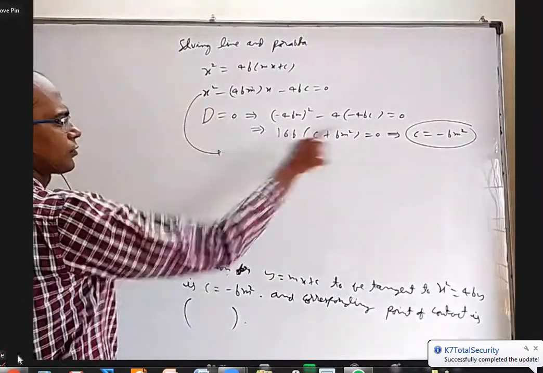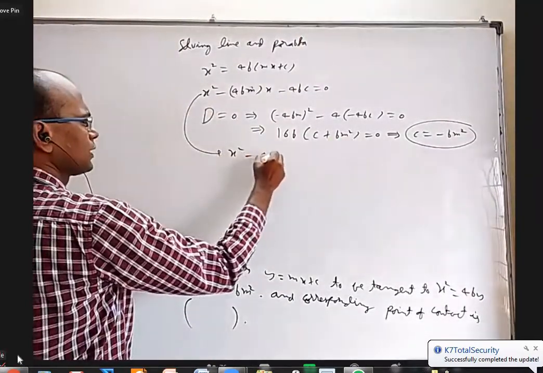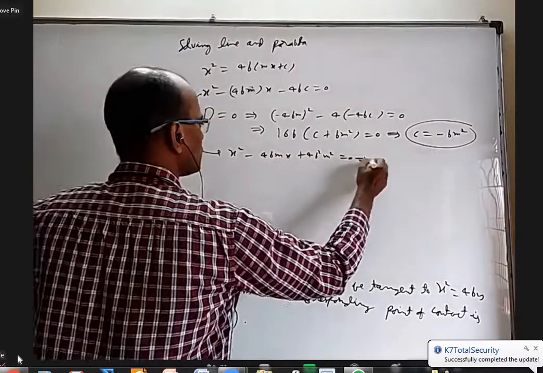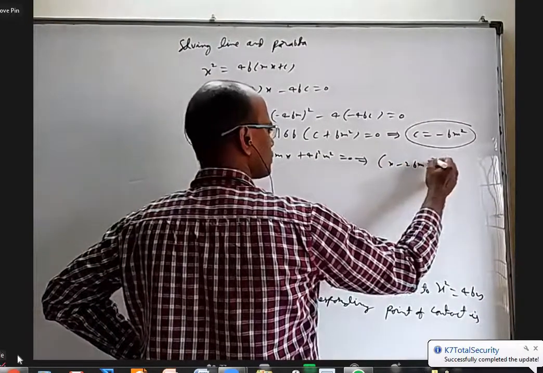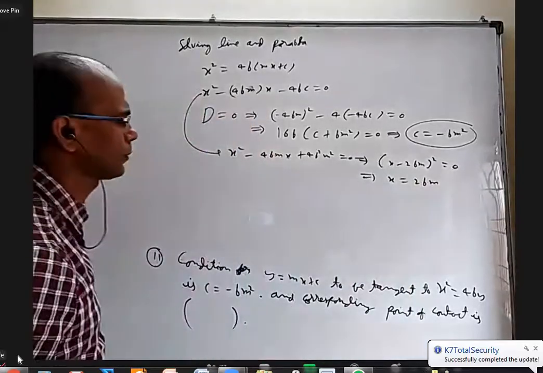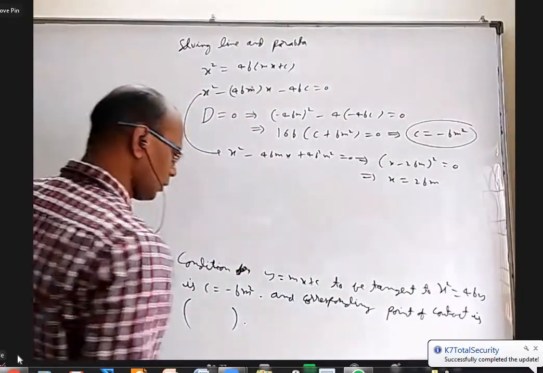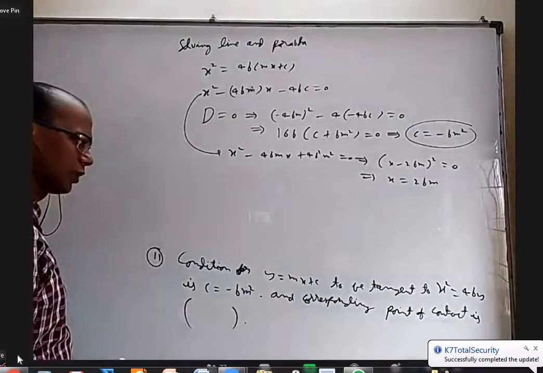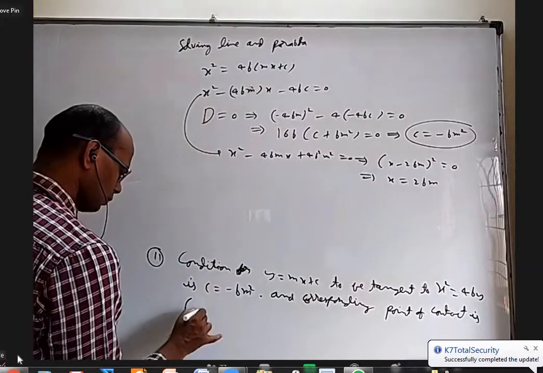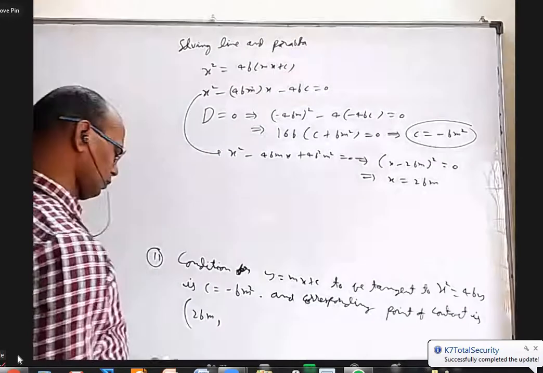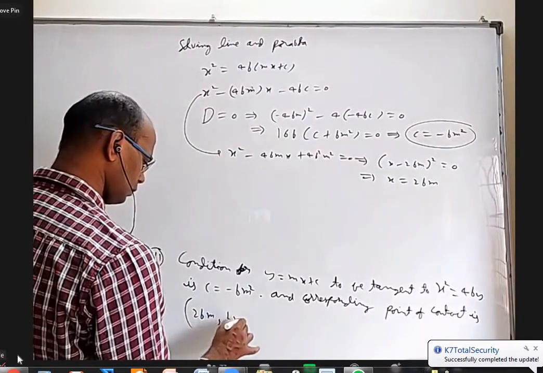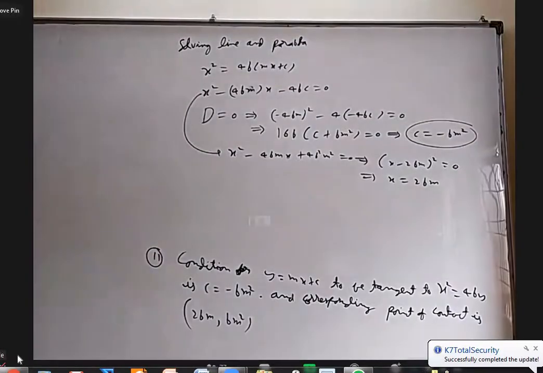So actually, when I substitute that, this will become x square minus 4bmx plus 4b square m square equal to 0. That is x minus 2bm whole square equal to 0. That means the point of contact x coordinate is 2bm. If I put it here, I'll get the y coordinate. So it will be 2bm comma bm square. Yes, 2bm comma bm square.